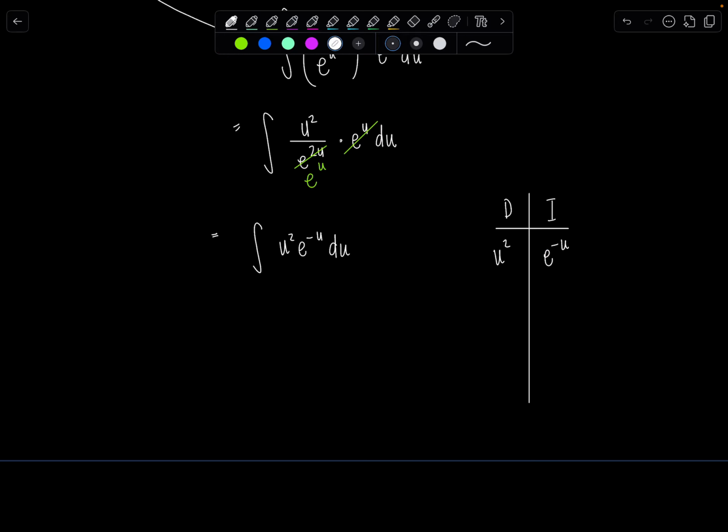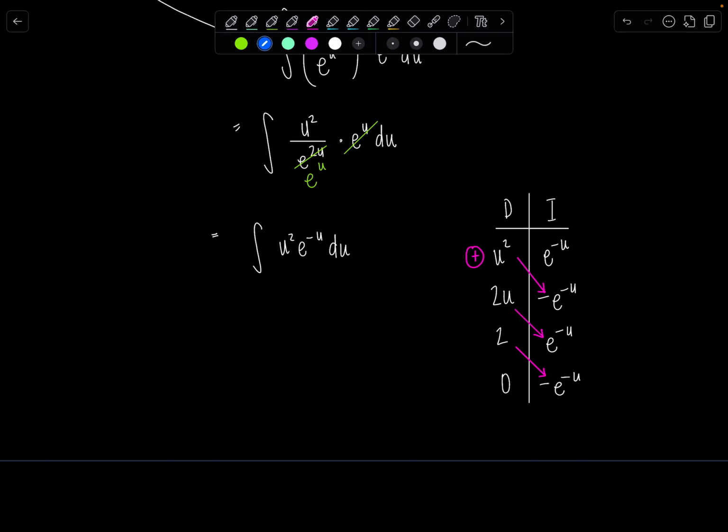And then keep differentiating until you get a 0 in the column on the left. So that would be 2u if I differentiate once. Keep going, derivative is 2. Keep going, 0. Now we integrate or anti-differentiate the right-hand column the same number of times. So it would be negative e to the negative u, e to the negative u, and then negative e to the negative u. And then from here, you just take products on the diagonal from left column to right column in this fashion, and then add alternating signs for each of the products.